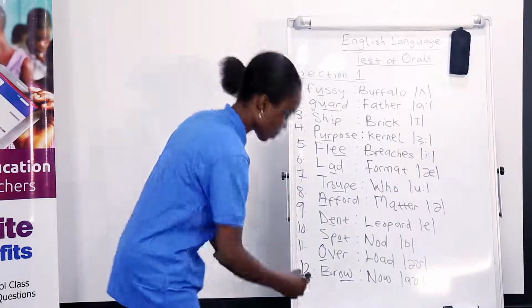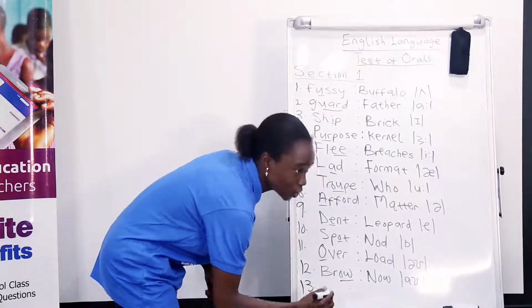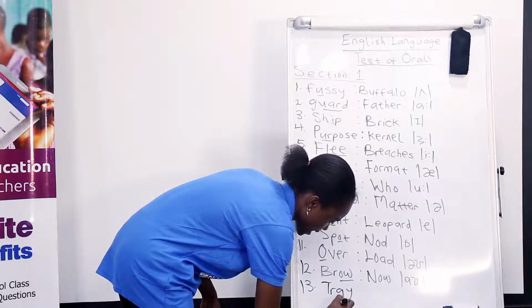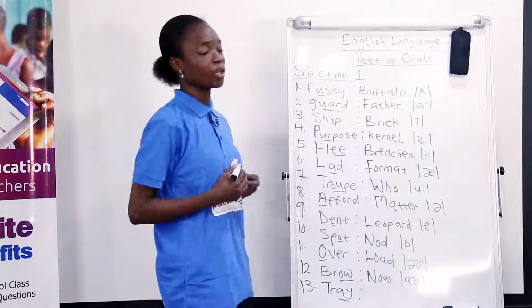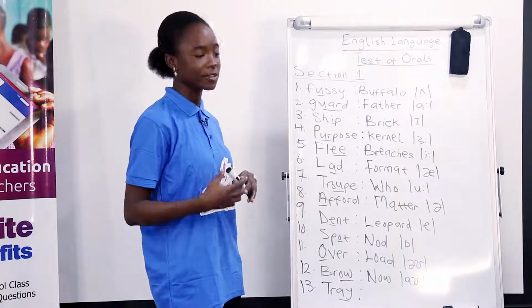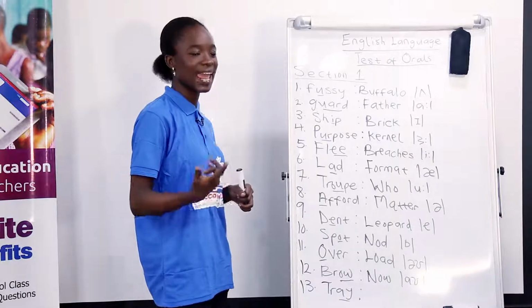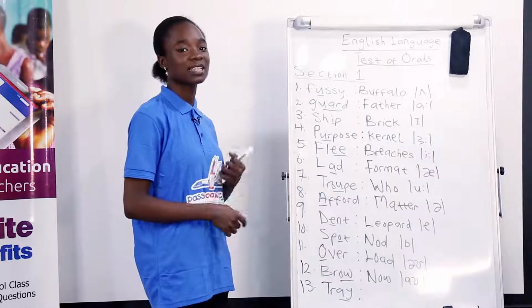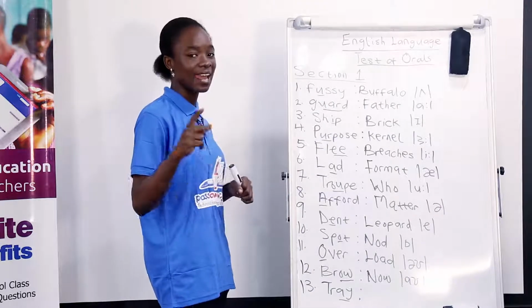Number thirteen, we have tray, the A sound. Option A, we have straw. Option B, tire. Option C, slay. And option D, we have fear. So the correct answer is slay with the A sound.